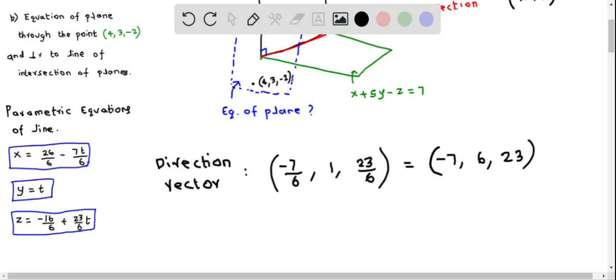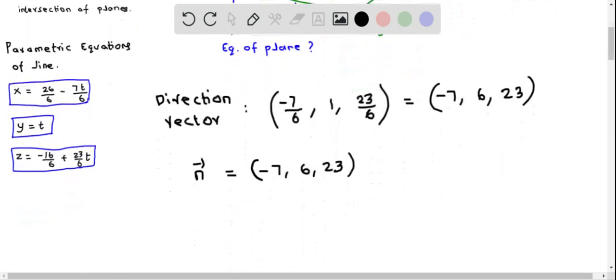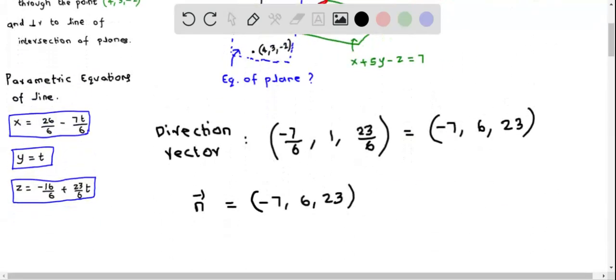In fact, we can utilize this as a normal vector. So the normal vector is along the direction of this line. So we see that the normal vector is negative 7, 6, comma 23. Now we can determine the equation of the plane, that is the required plane, using the point. The point is 4, 3, minus 2. So we consider the point, that is 4, 3, negative 2.